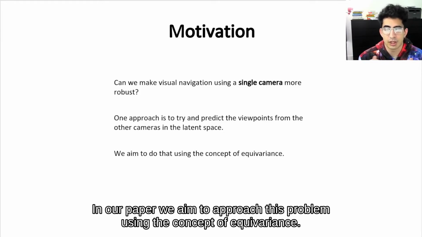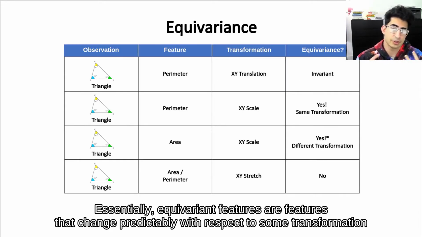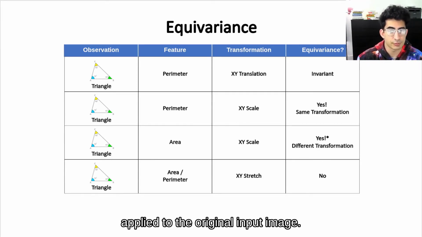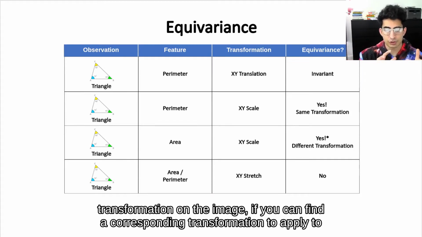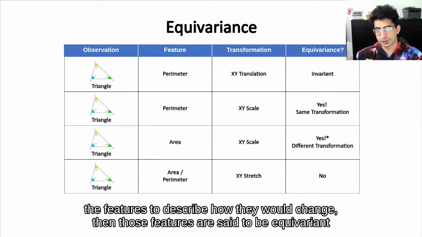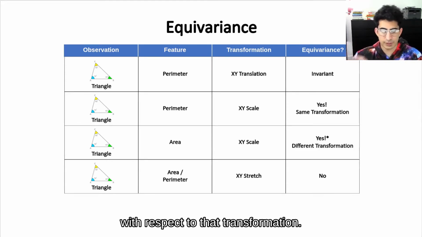In our paper, we aim to approach this problem using the concept of equivariance. Essentially, equivariant features are features that change predictably with respect to some transformation applied to the original input image. That means if you have an image and some learned features, and you then apply some transformation on the image, if you can find a corresponding transformation to apply to the features to describe how they would change, then those features are said to be equivariant with respect to that transformation.